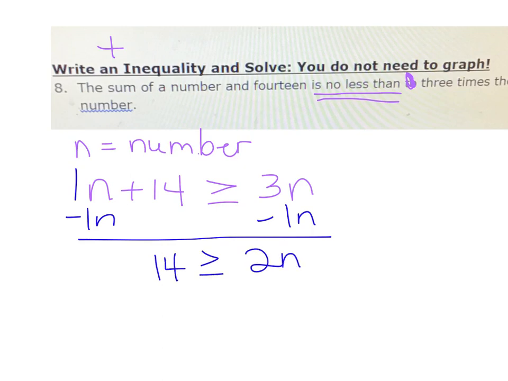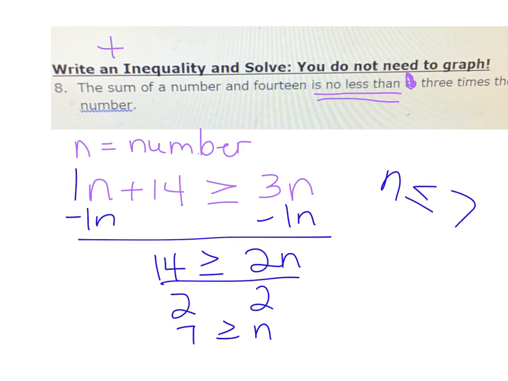I'm going to divide both sides by 2, and I get 7 is greater than or equal to n. Now, even though I'm not graphing, I still don't like my variable on the right side, so I'm going to write this as my answer: n is less than or equal to, because I got to flip it over, 7. So that means whatever the number is in this problem, it has to be less than or equal to 7 to make this problem work. So that's my answer to number 8.